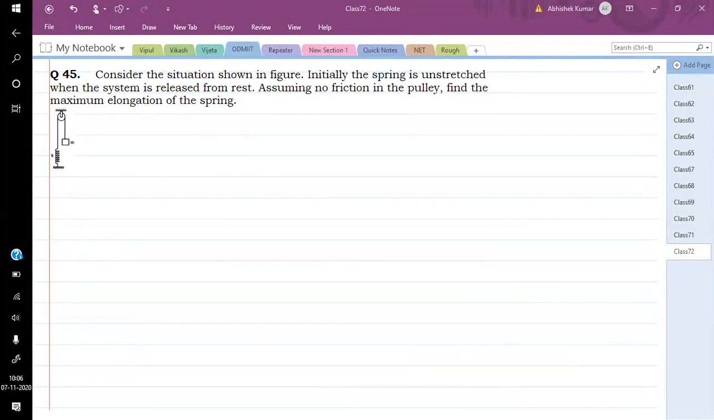Consider the situation shown in figure. Initially, the spring is unstressed when the system is released from rest. Assuming no friction in the pulley, find the maximum elongation of the spring.